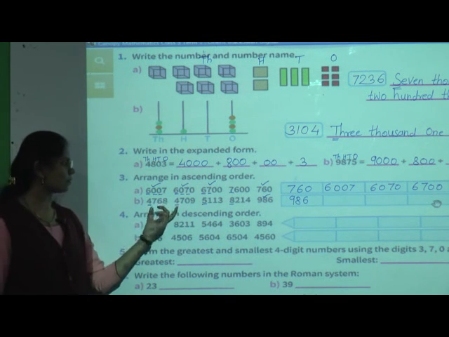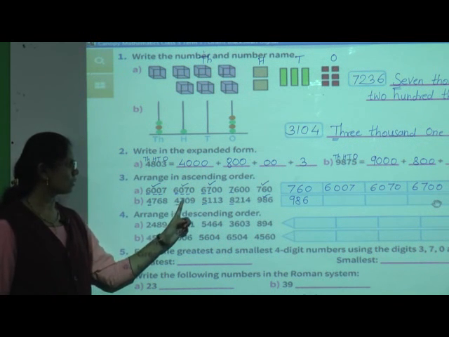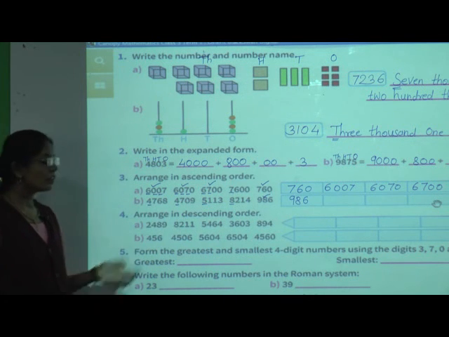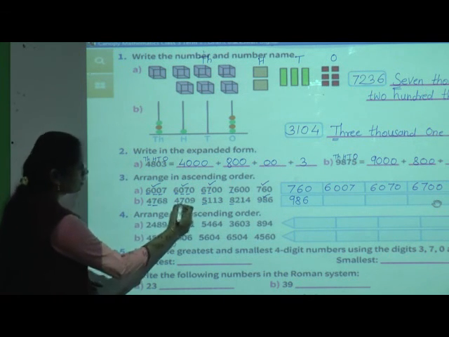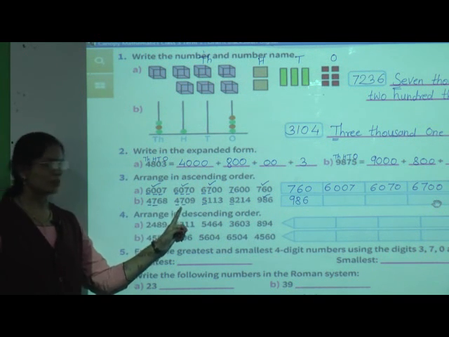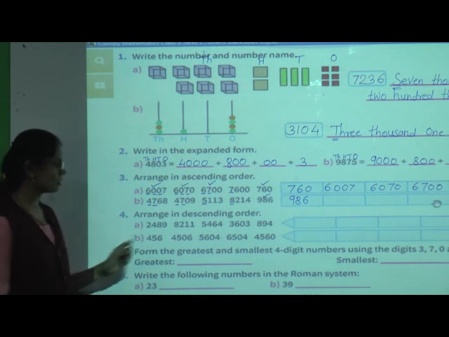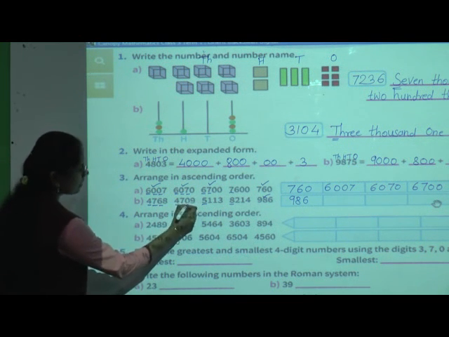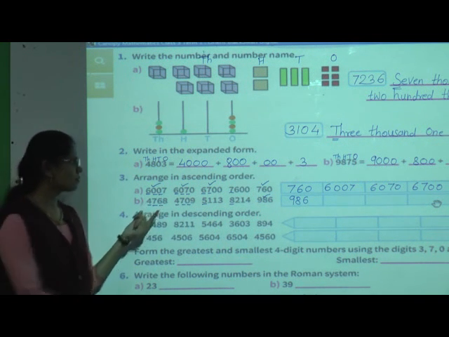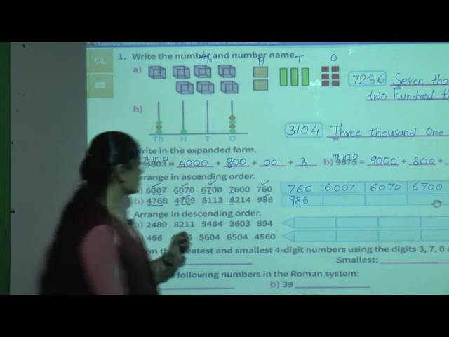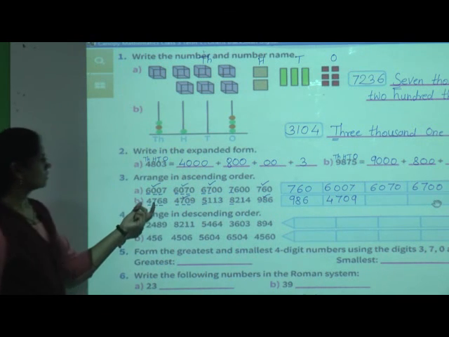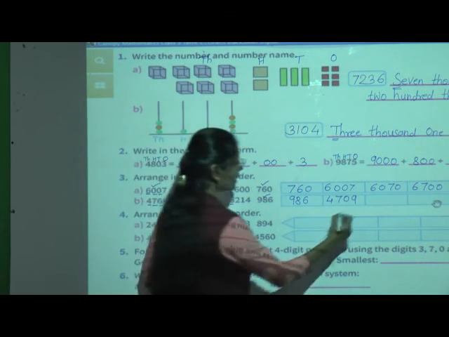Now remaining 2 numbers. 4768, 4709. Here also 4 is there. So we will compare the hundreds place digit. See here. At hundreds place also 7 is there. Both the digits are equal. So we will move to the tens place digit. At tens place here 6 is there and here 0 is there. Of course 0 is smaller than 6. So this number we will write now. 4709. Then 4768.